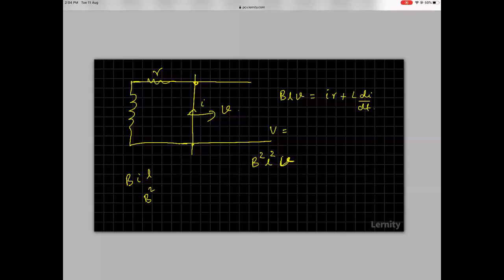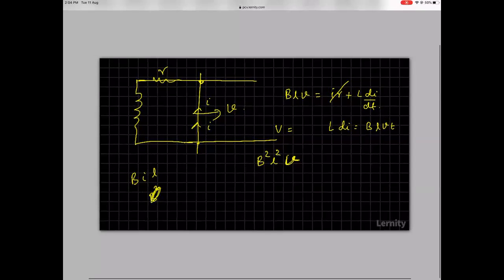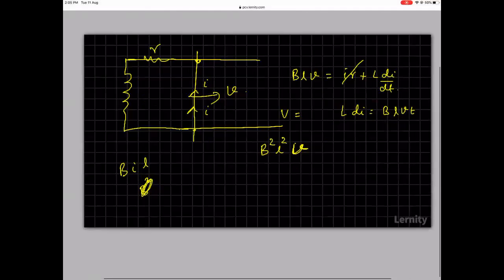I is how much? Okay, if this is 0, L dI is equal to BLV T. If a current I is passing through this, the force is BIL. There's nothing else, no substitution. If I is the current, so that is the force. So BIL by M is equal to dV by dt.